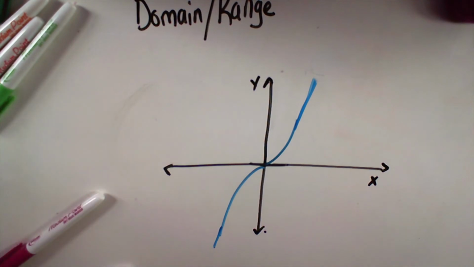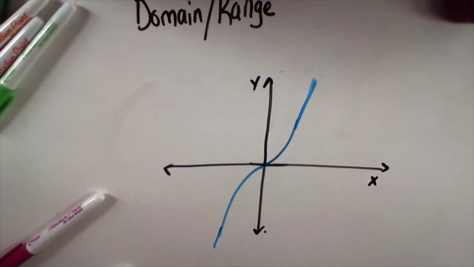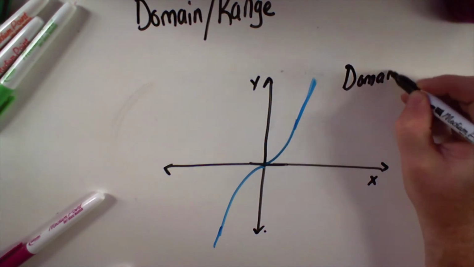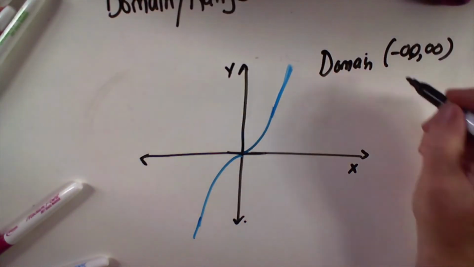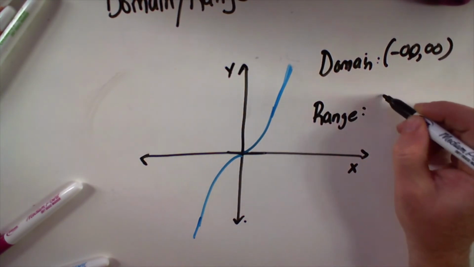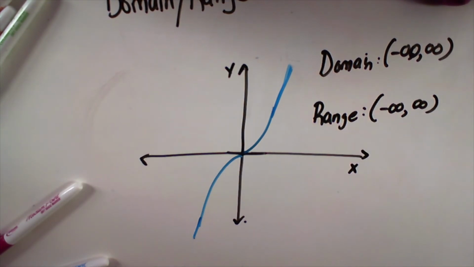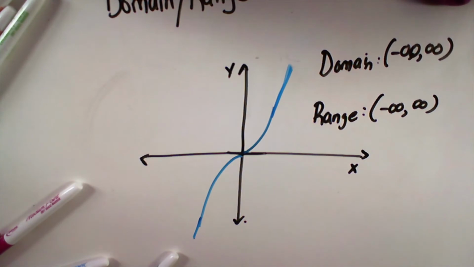Such as in this case, because it's going left and right when it leaves and it's going up and down, the domain in this case is all real numbers. And the range is also all real numbers. And again, you can't see all the real numbers. All you can do is assume that this graph is going to continue on with the same pattern as is shown.